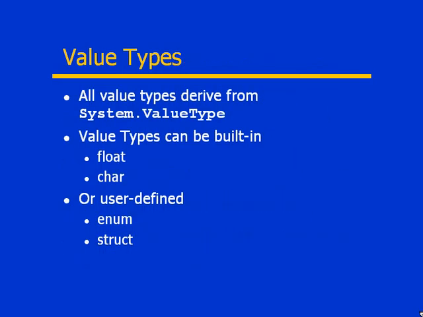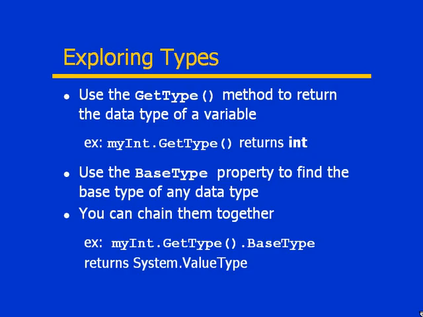All value types basically derive from a single base class, the System.ValueType class. So value types can either be those built-in intrinsic data types such as a float or a character or any of the other built-in types we've already discussed, or there may be user-defined value types as well, such as enums or structs. Those are also considered value types. Because the value types represent elements of a class, since we're talking about that base value type class, they also have properties and methods that are associated with them.